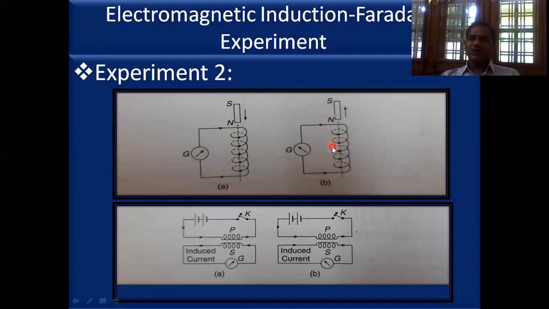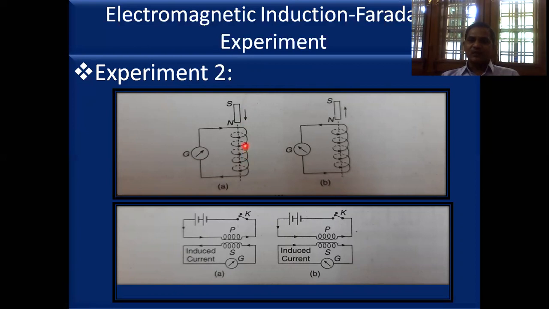So in two cases, EMF is produced, by either increasing or decreasing magnetic flux linking with a closed circuit or closed loop. EMF is induced in the closed circuit. That EMF is called induced EMF, and the corresponding current is known as induced current. The phenomenon of inducing EMF or current due to the relative motion between a magnetic field and the closed loop is called electromagnetic induction.